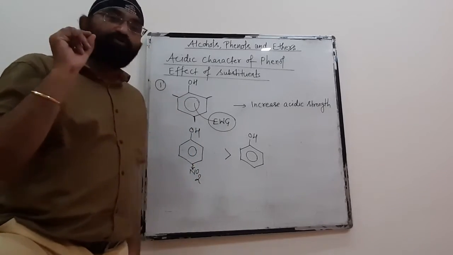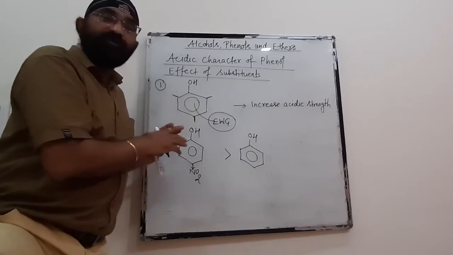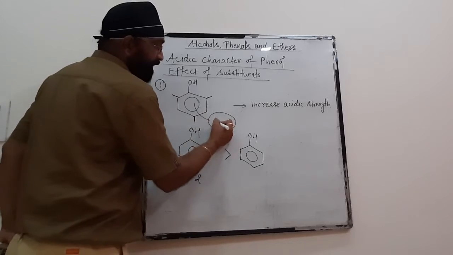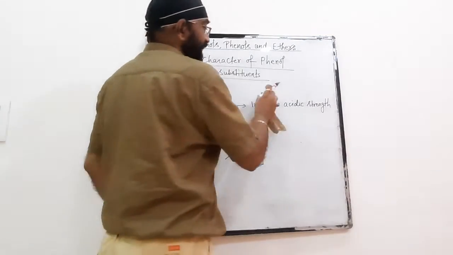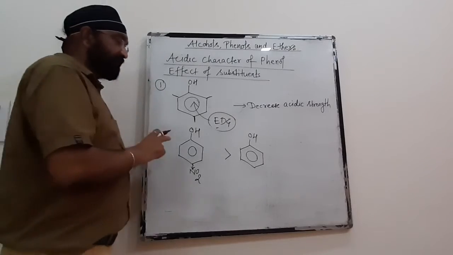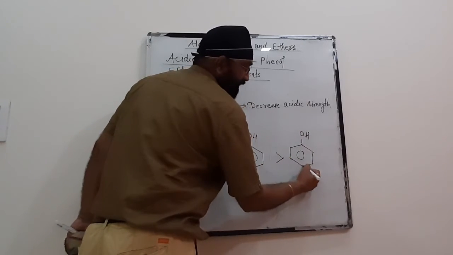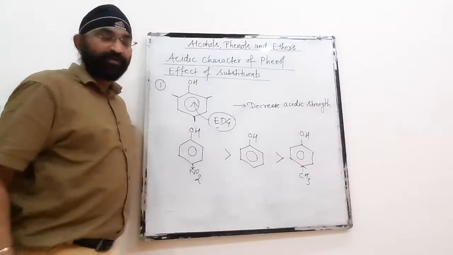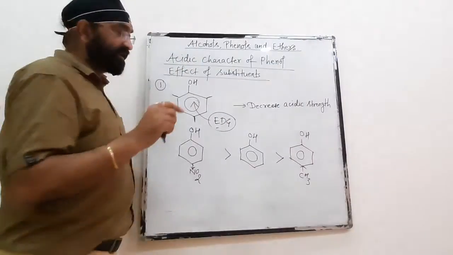If we have an electron donating group, like an alkyl group, which has a plus I effect, then the acidic strength decreases. It means if we have an electron donating group, EDG, then it will decrease the acidic strength. Decreased acidic strength means the acidic strength will be less than phenol. So if I apply a methyl group or a methoxy group here, either CH3 or OCH3, it will have a plus I effect, and that is an electron donating group, so it will decrease the acidic strength compared to phenol.